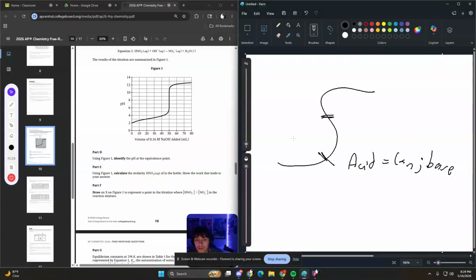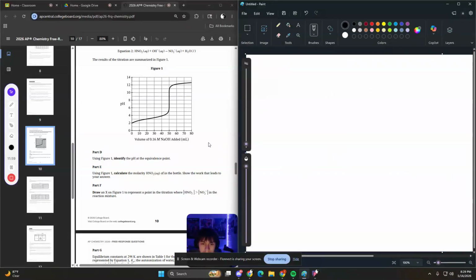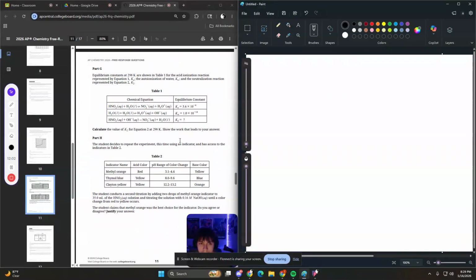So if we're looking to where in the titration we have more acid than base, we would look before this line, because more of the acid is unreacted with the base that we're adding, which creates more conjugate base, right? So right here, we would have more acid than base because it's a lower pH, more of it's unreacted. And then over here, we would have more conjugate base than acid since more sodium hydroxide is added and more acid is reacted to create its conjugate base. Okay, so that was part F. We would just draw an X anywhere before the midpoint.